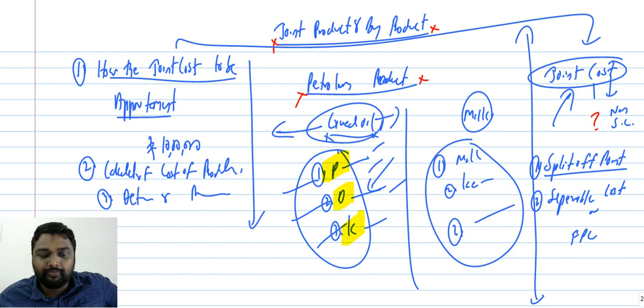Are you ready? So we were discussing under joint cost how the joint cost has to be apportioned, then calculate the cost of production, and determine the selling price. First we discussed the meaning of joint cost: the common cost incurred up to the level of split off is called joint cost. The costs incurred after the split off point are called separable cost or further process cost.